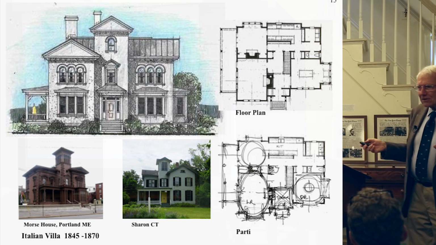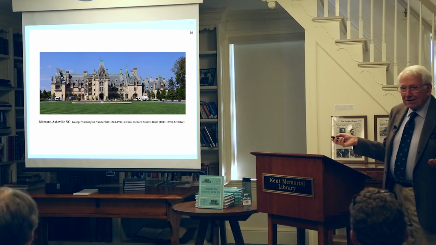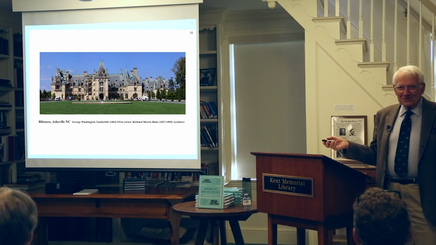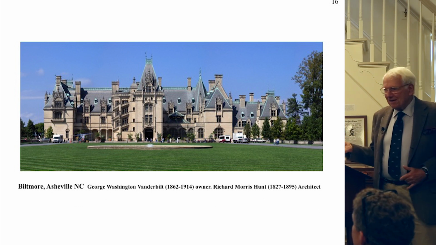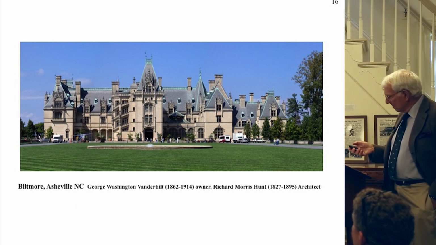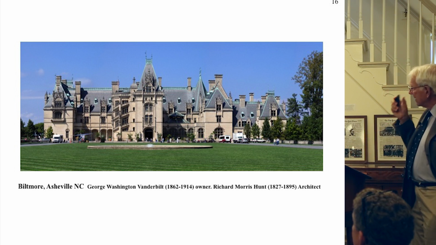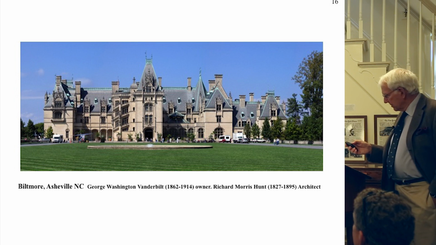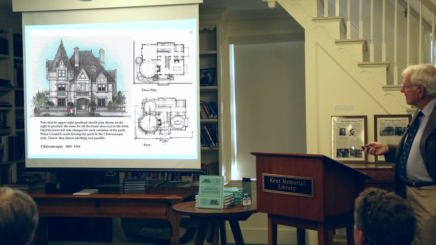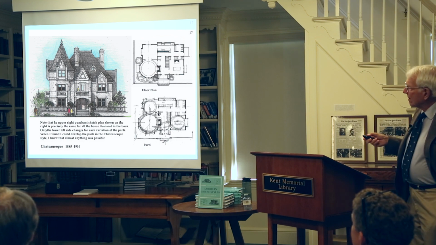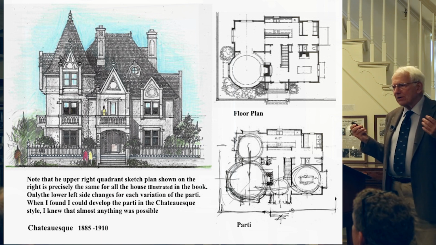And it was about the equivalent of this period that I said, if I can do a chateau-esque, I can do anything. So this is probably the most famous chateau-esque building in North America. It was built for George Washington Vanderbilt, and Richard Morris Hunt was the architect. So what did I do? Came up with this.